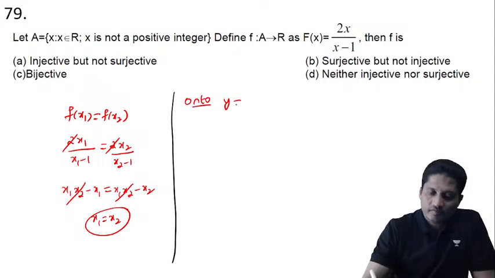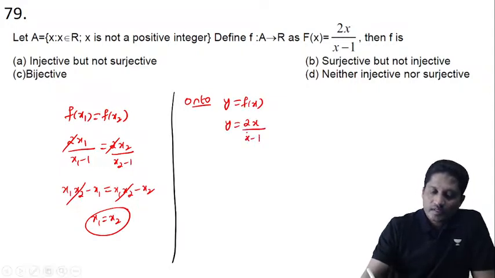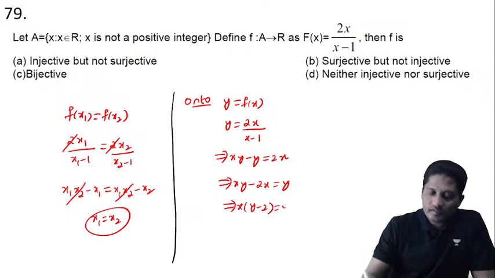You take y is equal to f of x. Y is equal to 2x divided by x minus 1. If you cross multiply, you get x into y minus y is equal to 2x. From this, x into y minus 2x is equal to y. Take x common: x into y minus 2 is equal to y. So x is equal to y divided by y minus 2.